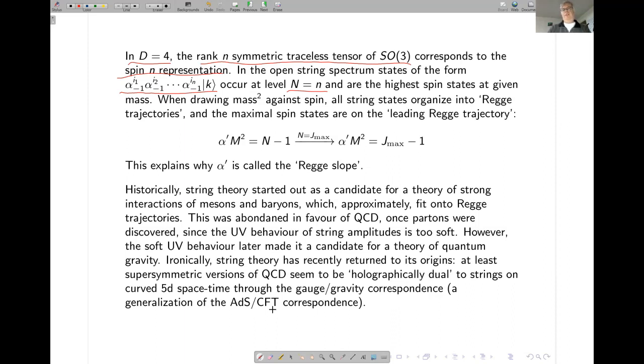But this is now a different framework where you would postulate or argue for an equivalence between a gauge theory in 4 dimensions and a supergravity or string theory in 1 dimension higher. But we don't have time to digress into this direction. So still, I found this an appropriate point to make this historical remark.